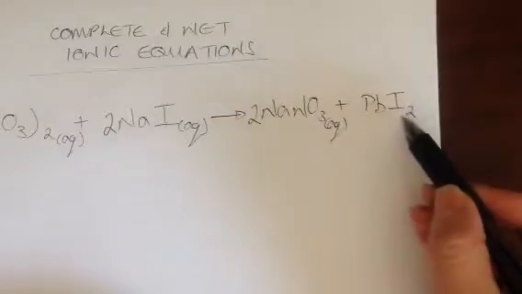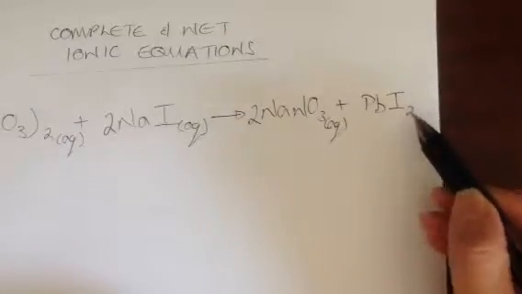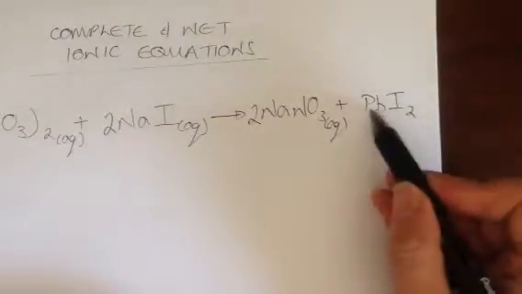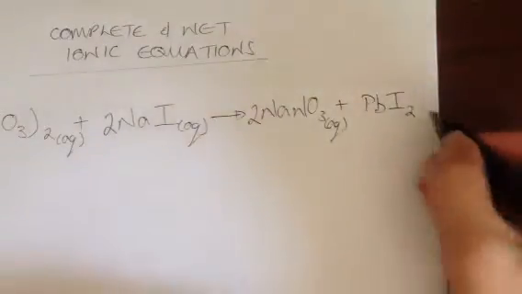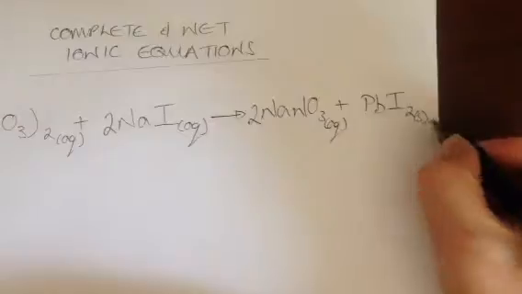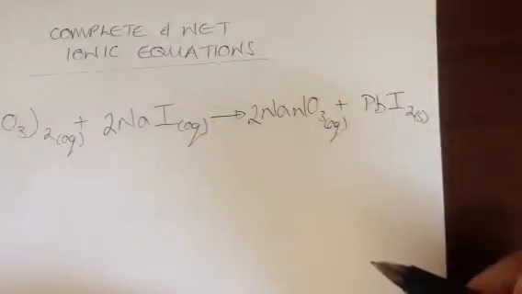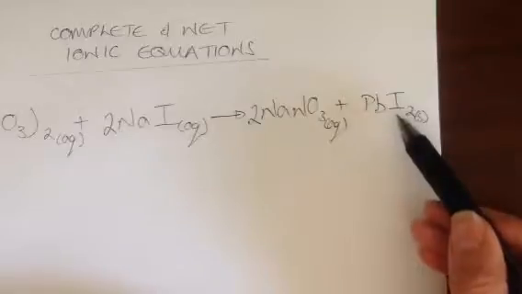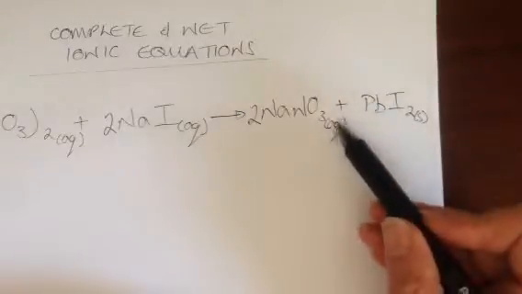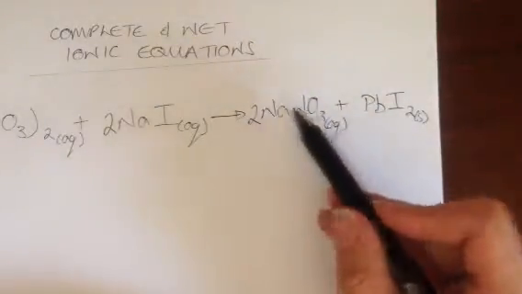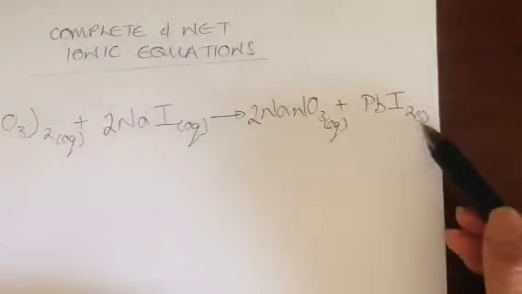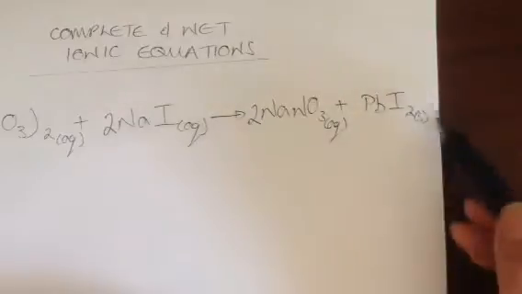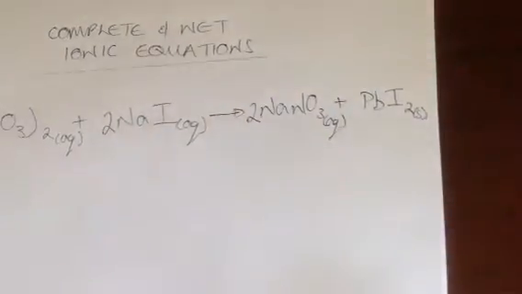Things that contain iodide are usually soluble, except when paired with lead 2, which is one of the exceptions. So lead 2 iodide will be insoluble in water, so it gets a state symbol s. And what we'd see with our eyes is the formation of a precipitate. Remember, if things are soluble, they have an aq and they will stay in solution. If something is insoluble, it gets the state symbol s, and that indicates that it is a precipitate. And in fact, this is a beautiful yellow precipitate.